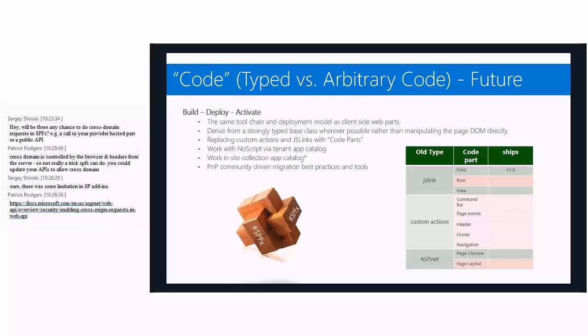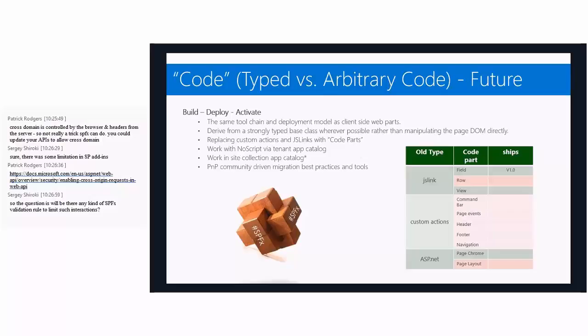Code: custom arbitrary code, and again, future stuff which is in our backlog. So we're looking into addressing JS link at the field, row, and view level. The whole point is that this is a relatively common scenario for how people are customizing SharePoint Online or SharePoint 2016 or on-premises currently. We know that. We want to address that. We don't want to have it the way it is right now.